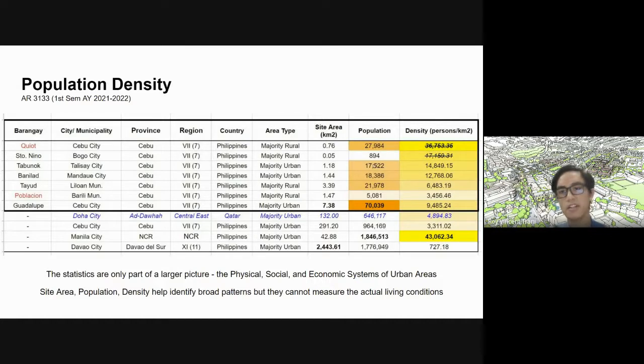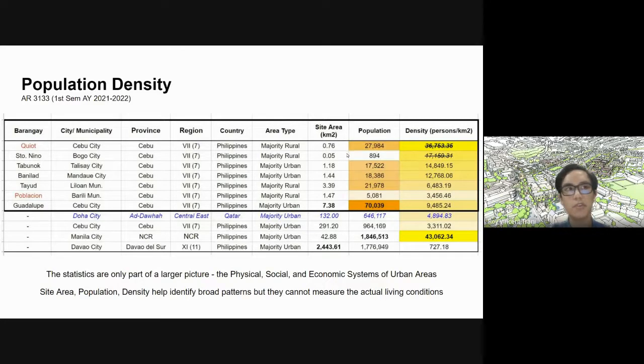But in general, density is useful for most scenarios. But once the numbers come up like this, where the total population is 27,000, but the density says there's 36,000 people per square kilometer, then you know there's something wrong.